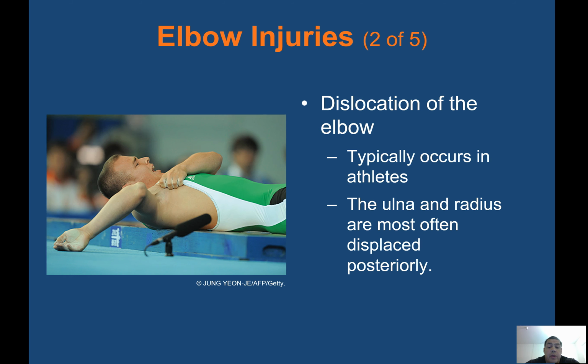Dislocation of the elbow typically occurs in athletes. The ulna and radius are most often displaced posteriorly. So you have your dislocation of an elbow.